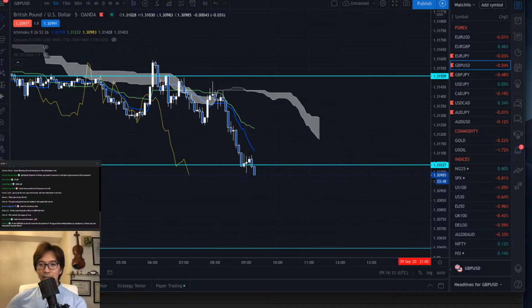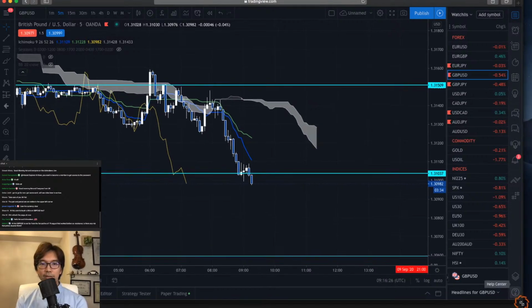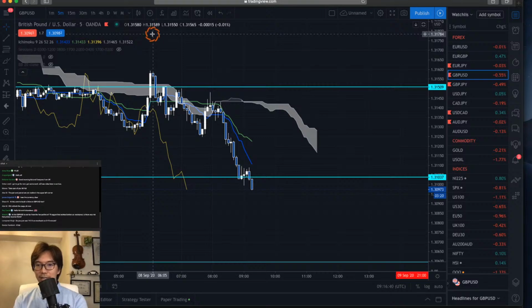Alex says the pair and period are not visible in the upper left corner. Oh, is it? Okay, hold on. Let me adjust the frame a little bit like this. I think this is better now. Jaren says, I see the currency clear. Oh yeah, I think so. This is clear now. I think this is more clear if I move it a little bit downwards.